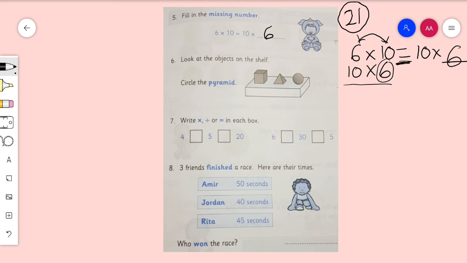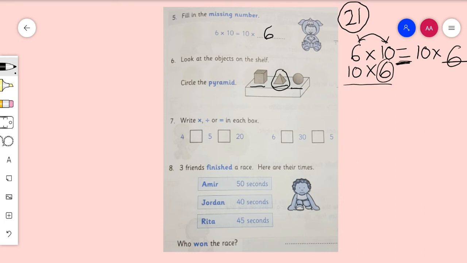Now let's do question number 6. It says, look at the objects on the shelf. The objects are a cube, a pyramid, and a sphere. It says, circle the pyramid. This is the pyramid. The pyramid has a pointy top, and it has 3 faces and another face at the bottom, which makes 4 faces.